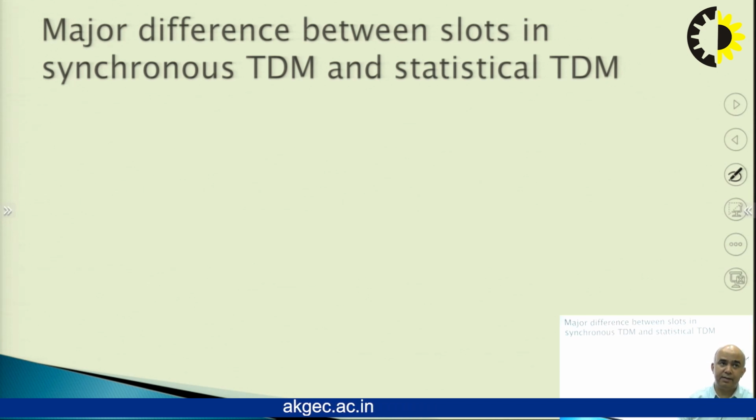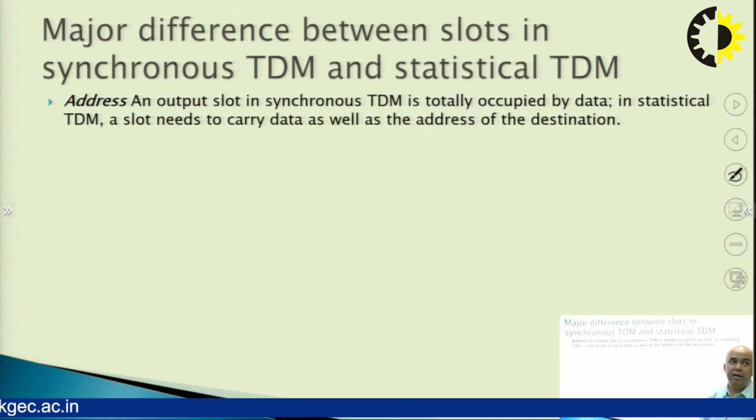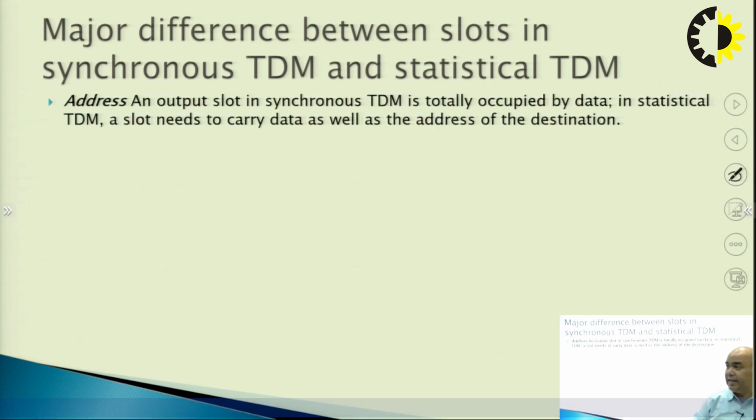So, this is a major difference between the slots. There are various differences between synchronous TDM and statistical TDM. The first one is the address. Just like I told you, if line A is sending the data, the address of line A is allocated there. So, address and output slots in synchronous TDM are totally occupied by the data. In statistical TDM, a slot needs to carry the data as well as the address of the destination.